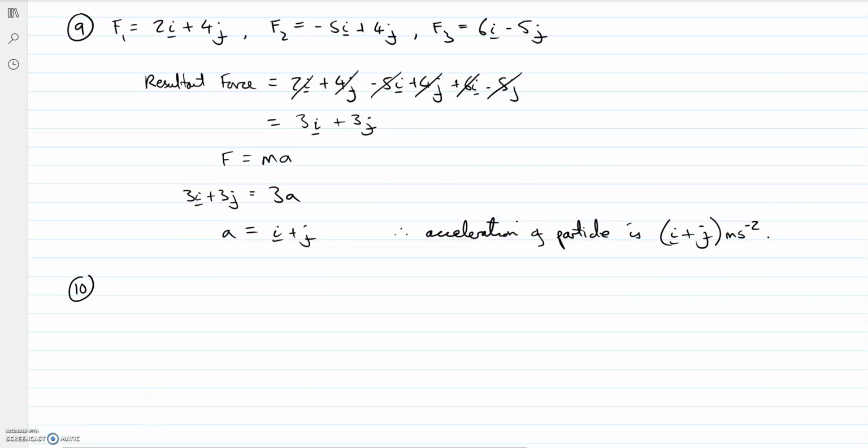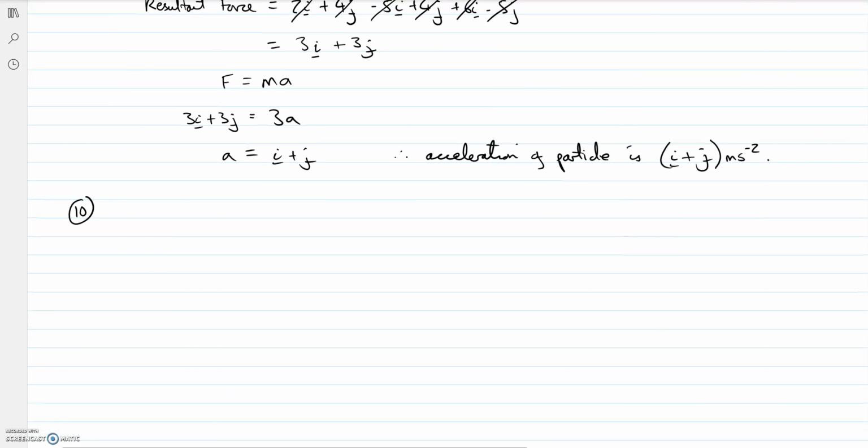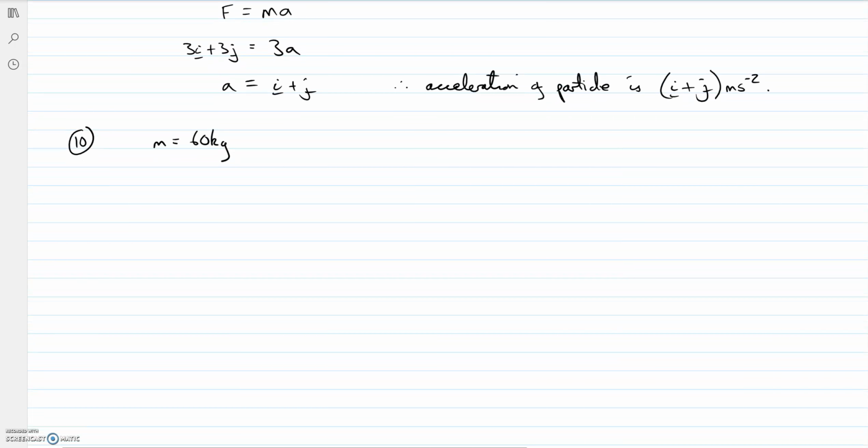And then finally, number 10. So a boat is modelled as a particle of mass 60 kilograms, being acted on by 3 forces. So similar again, this time we're told that it's accelerating at a particular rate. Find the values of P and Q. So again, we've got 3 forces. This time they're in column vector form themselves.